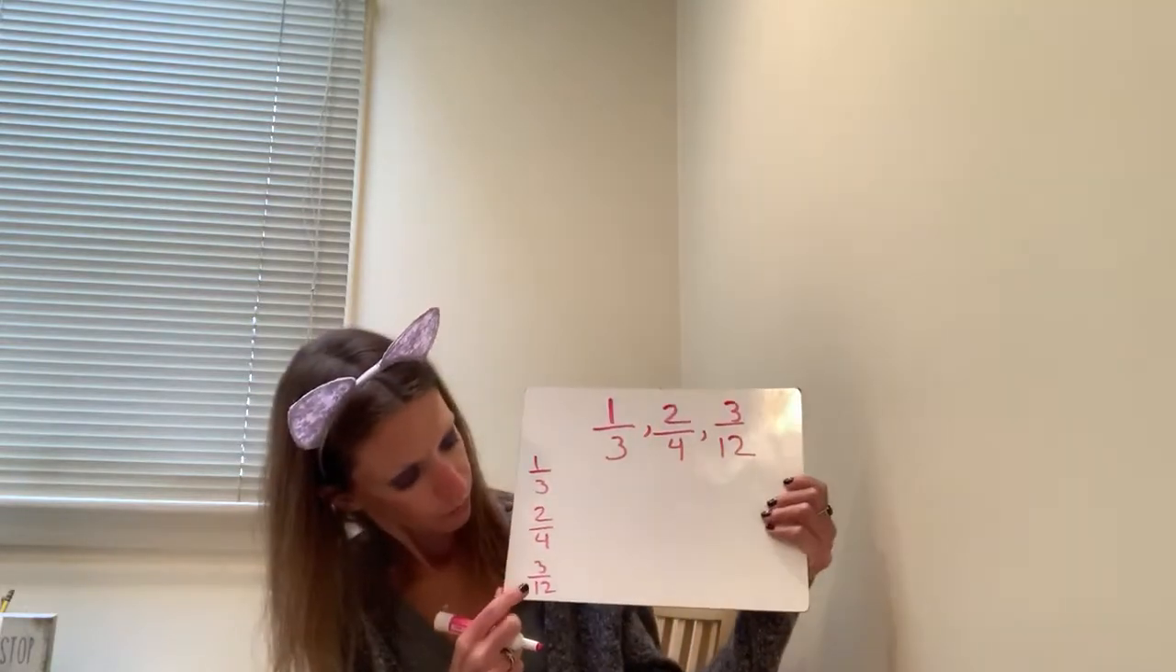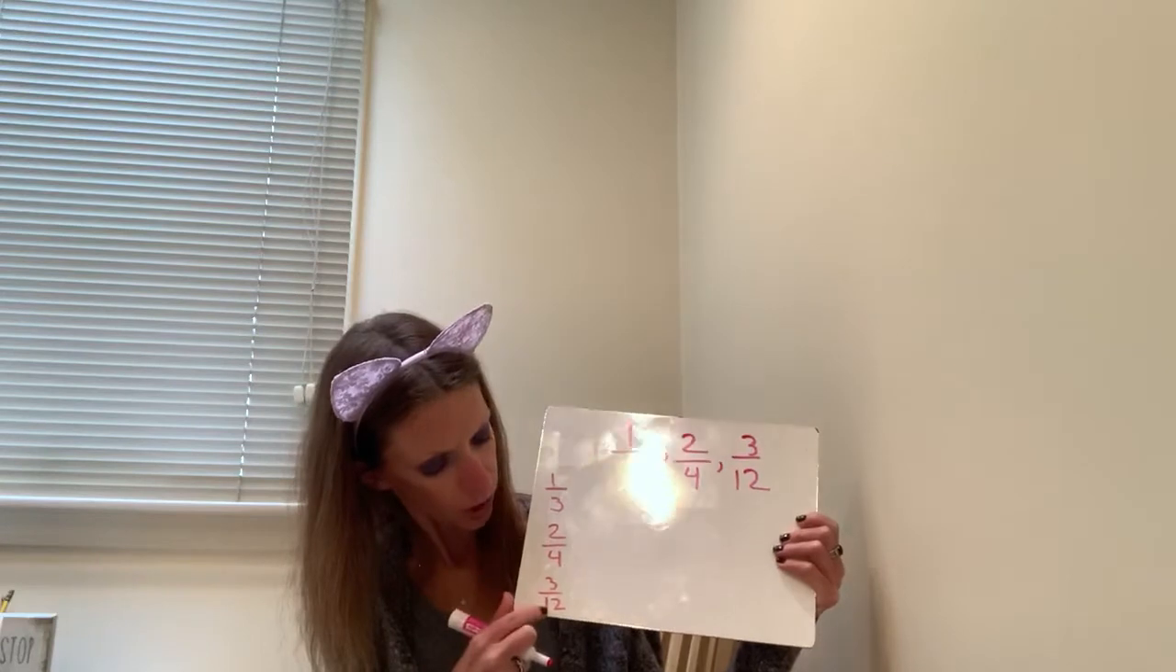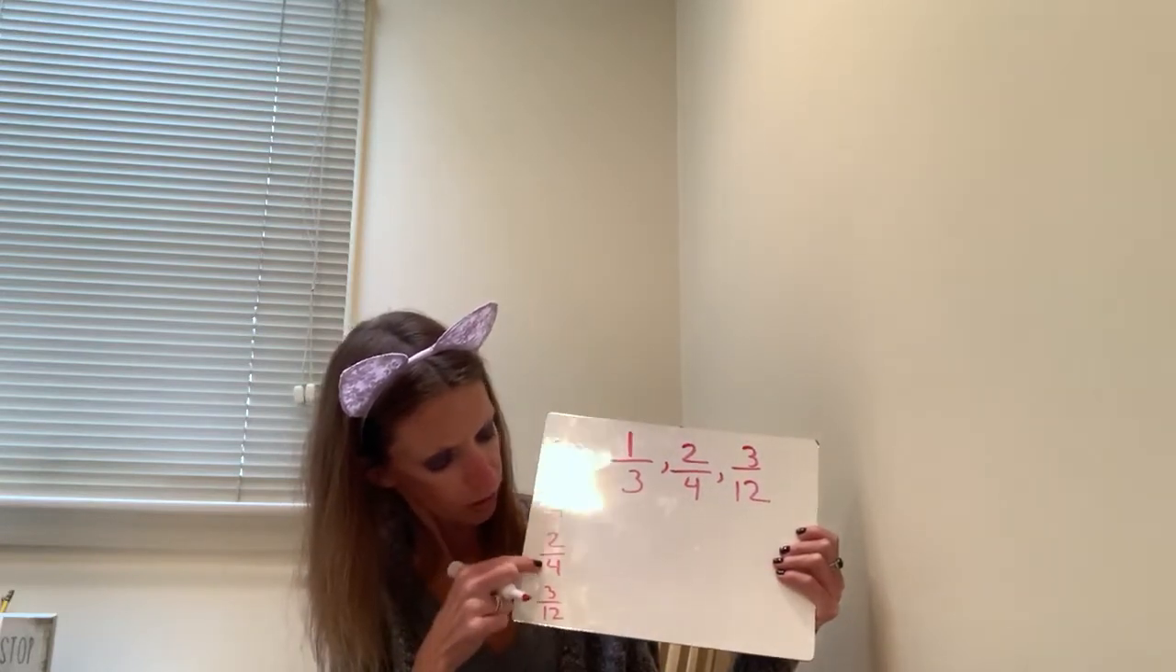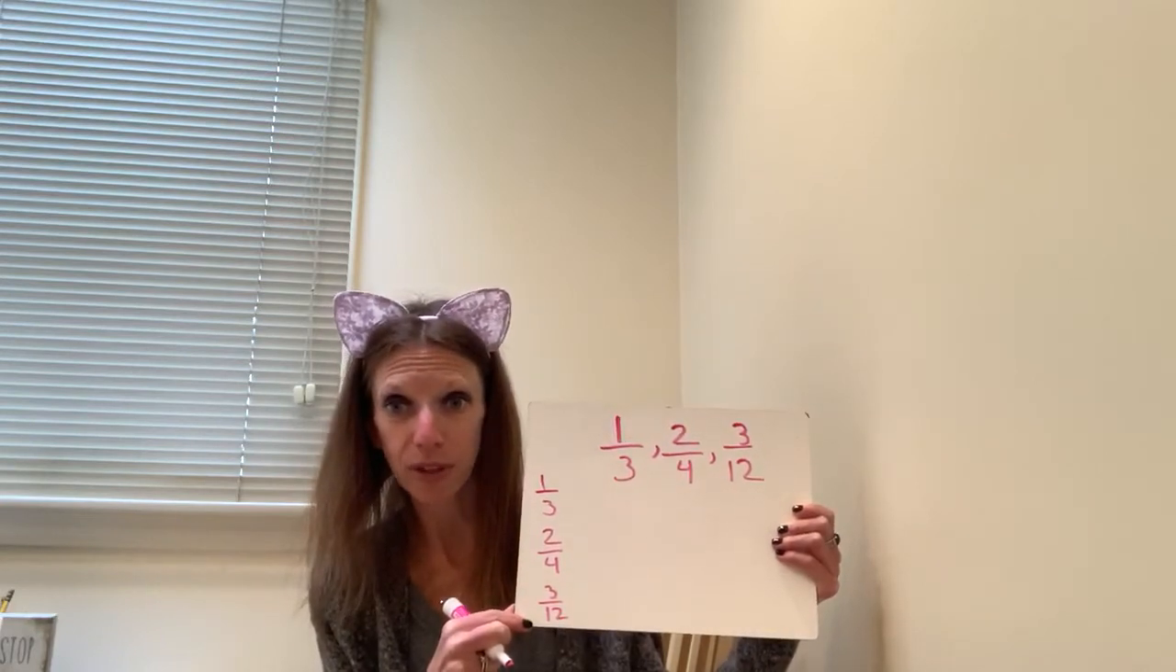Well, always try to use one of the denominators that I give you. And look at that, 12 goes into 12, 4 goes into 12, and 3 goes into 12. So we can use 12 as our common denominator. Perfect. So, do a little squiggly line here. So I'm going to write down 12, 12, 12.